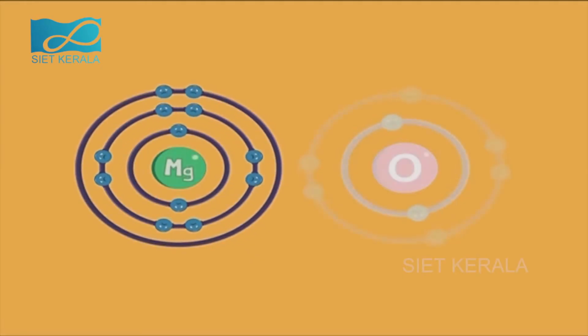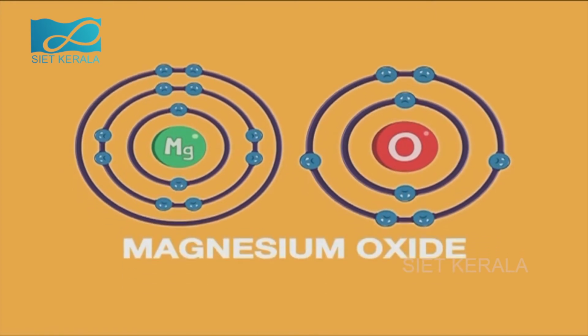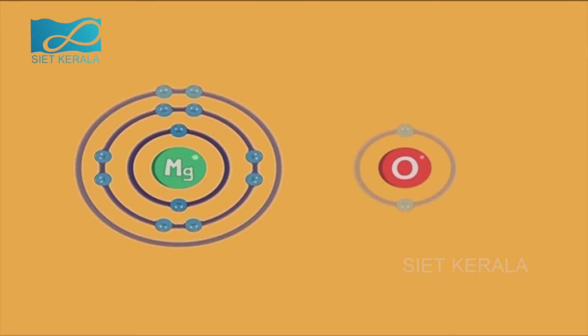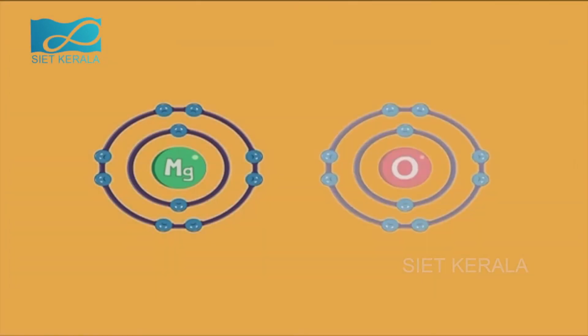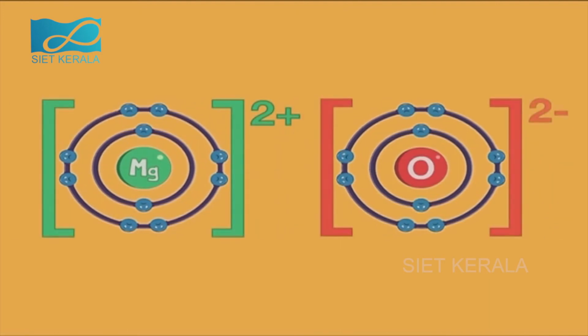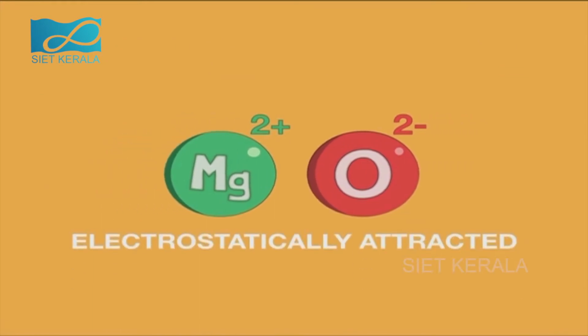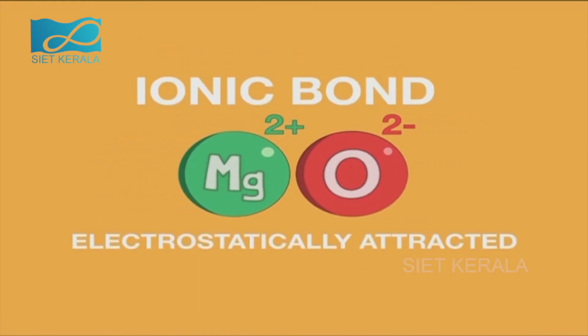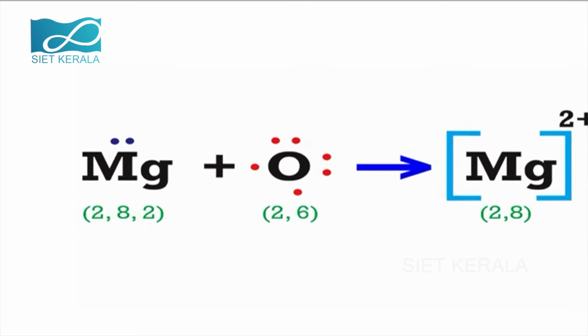This is formed from magnesium and oxygen. Here 2 electrons are donated by the magnesium atom, and 2 electrons are accepted by the oxygen atom. Thus, they attain stability, and a compound is formed, namely, magnesium oxide. Let us see the dot diagram.